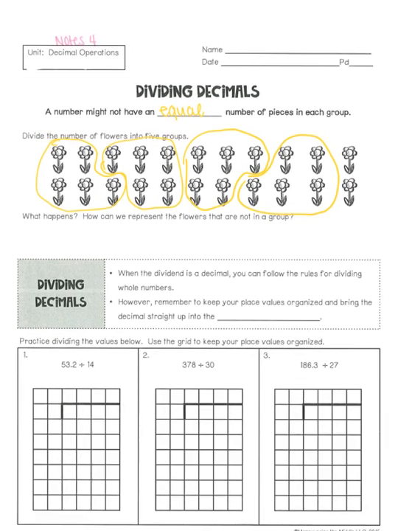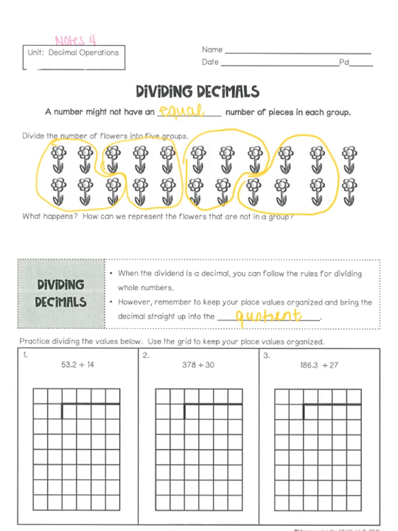When we're dividing with decimals, when the dividend, or what you are dividing, is a decimal, you follow the rules for dividing whole numbers. However, remember to keep your place values organized and bring that decimal straight up into the quotient, or answer. Remember, quotient is the name for the answer in a division problem.